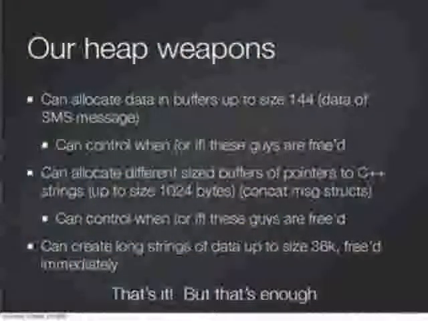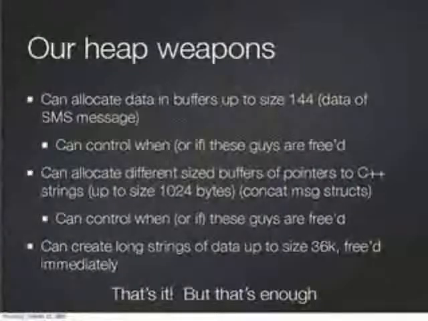We can allocate buffers of size 144. That's the C++ pointer things. And then we can, oh wait, that's the second thing. So first, the first bullet is the data from each of the messages. The second one is the array of pointers to strings. Each of those we control when they're allocated and when they're freed, because if we don't ever complete the message, it never actually frees them. And then the last thing is we can create one big old monster long string, but it doesn't stick around for long. That's all we have at our disposal, but that's enough to completely massage the heap to do exactly what we want.